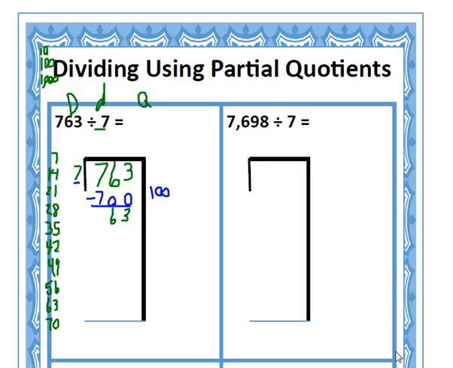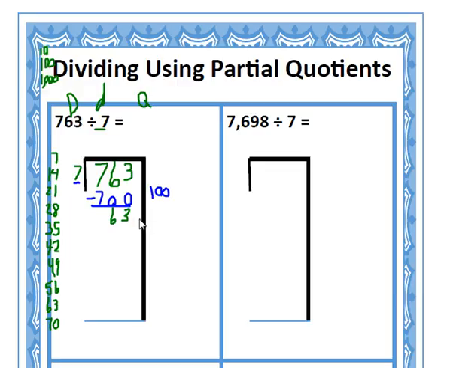So now I'm going to look at trying 100 again. 7 times 100 is 700. Is that larger? Oh, way larger. And let's try 10. 7 times 10 is 70. Is 70 larger? Oh, yes, it is. So now I'm just going to look at 7 times my ones.